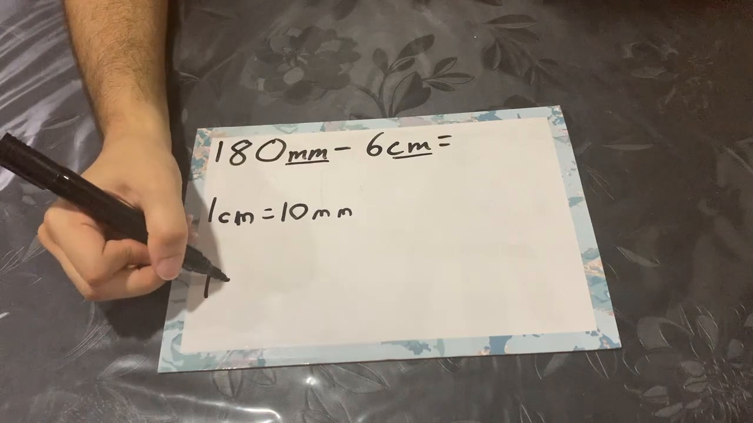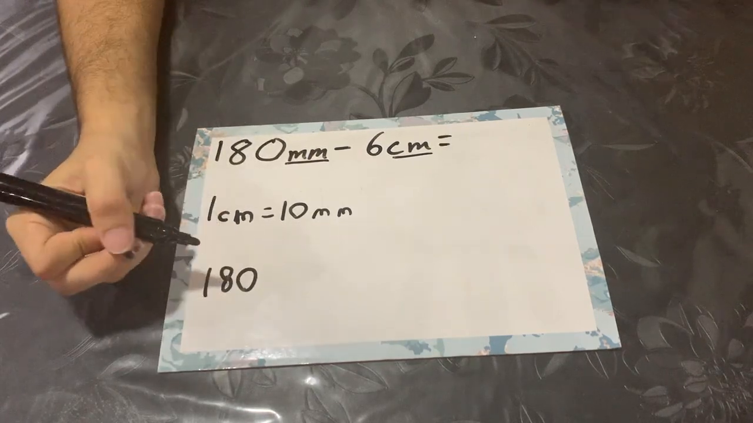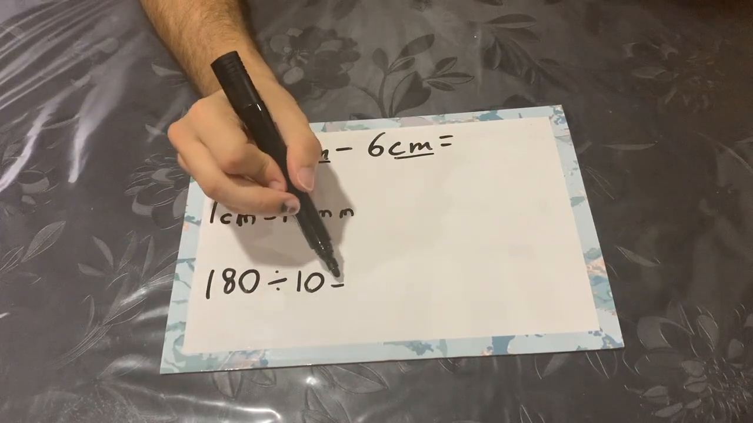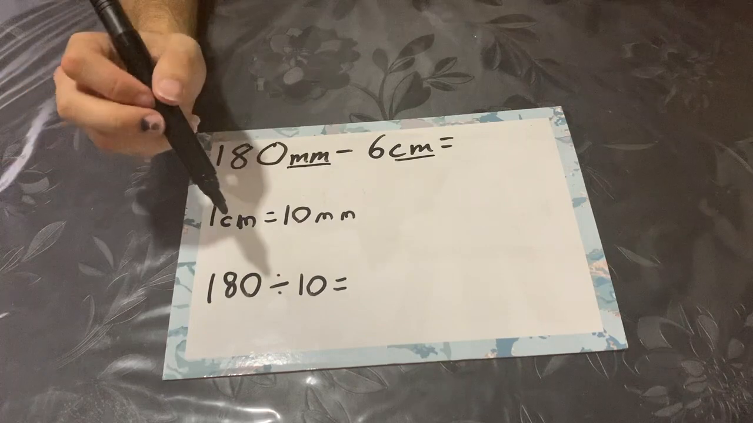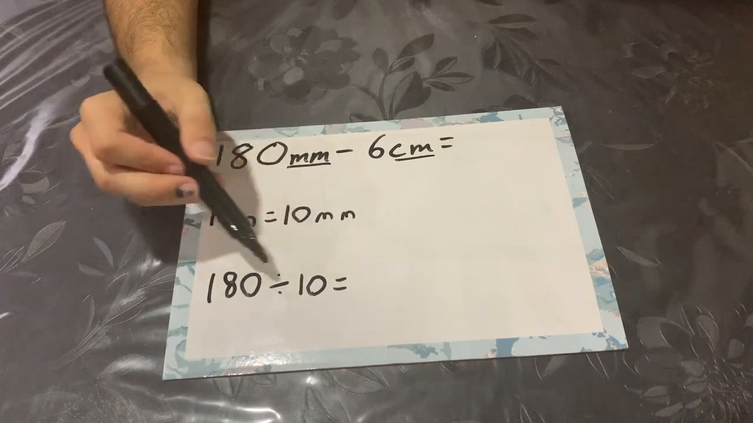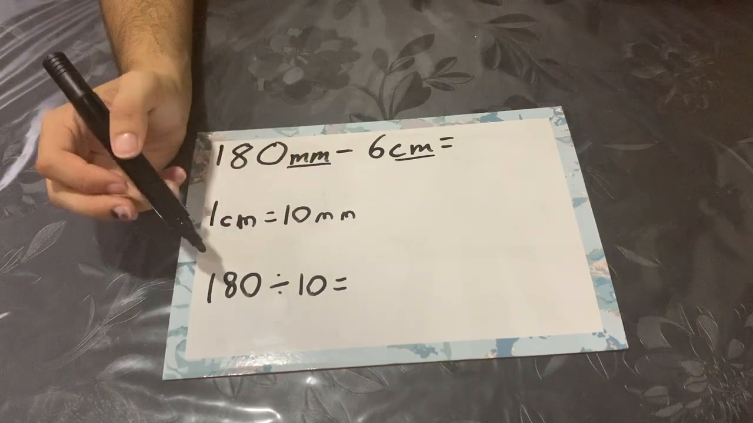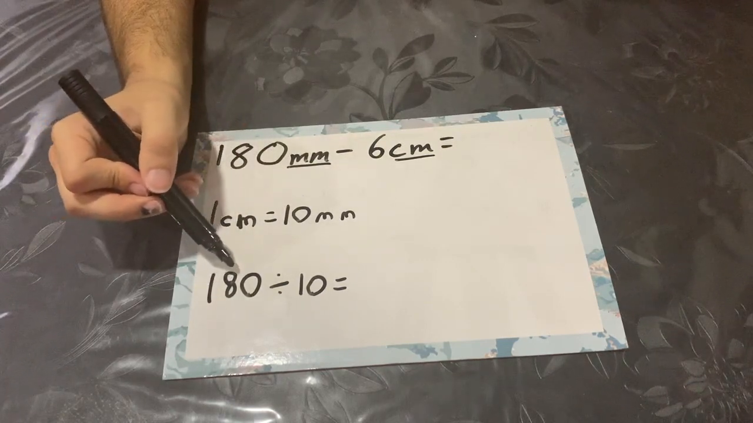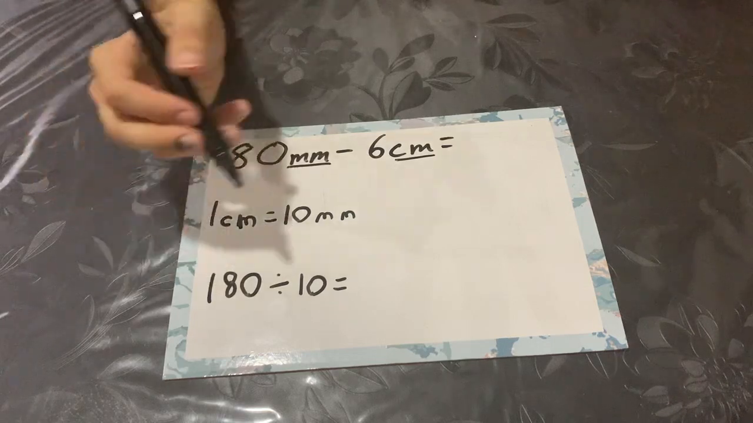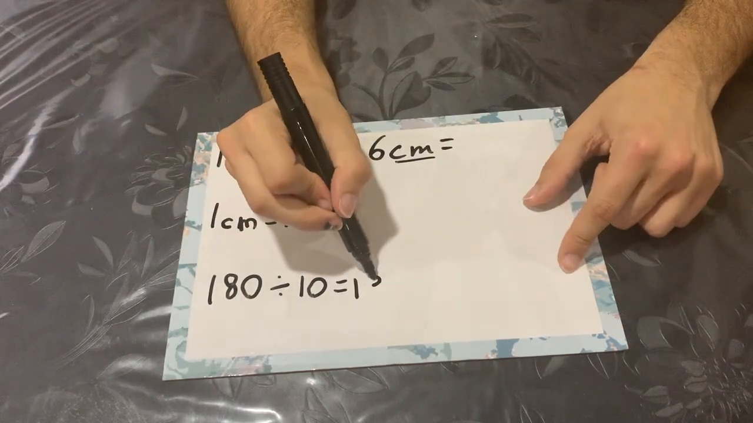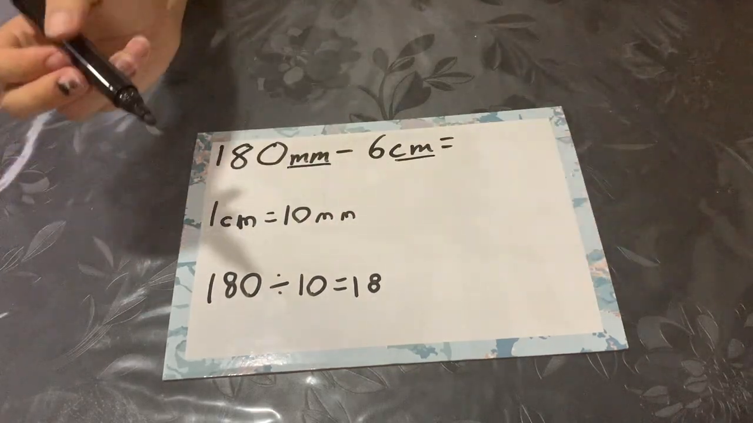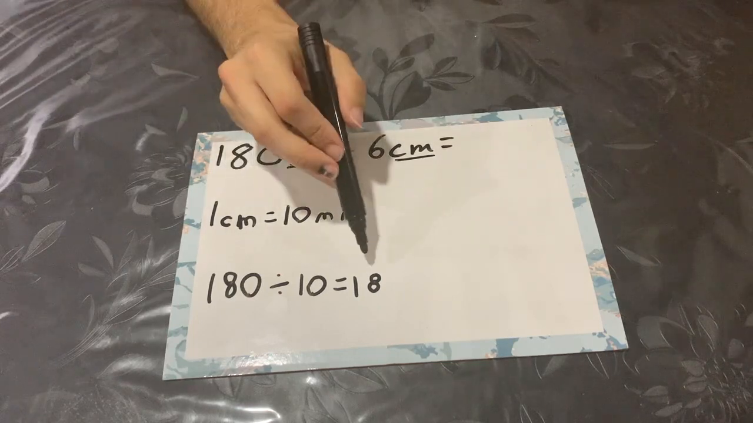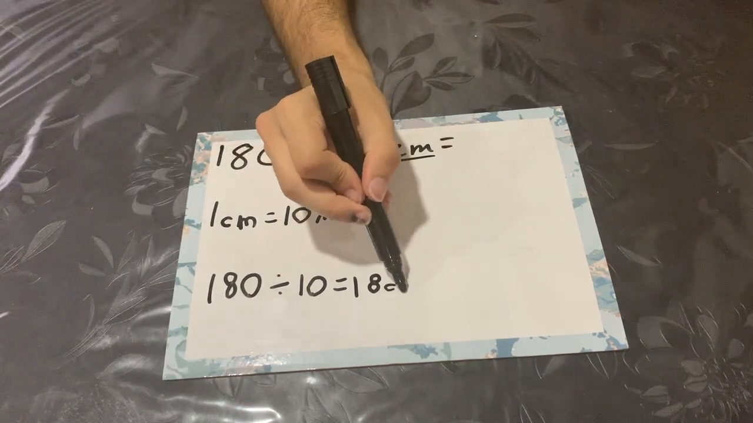So if I've got 180, and I divide it by 10, all I need to think about is what is 18 times 10, because I can see that there's a 0 on the end here. So I know that 18 times 10 is 180, which means 180 divided by 10 is 18. Because I'm just doing the inverse. Okay, so that means that instead of 180 millimeters, I've got 18 centimeters.